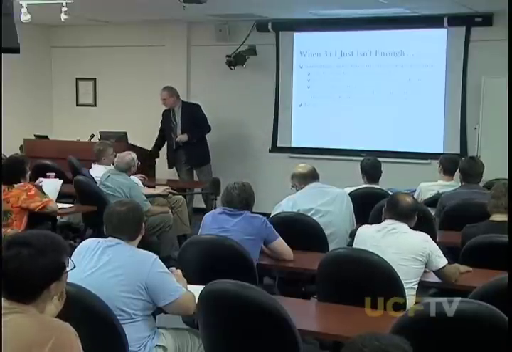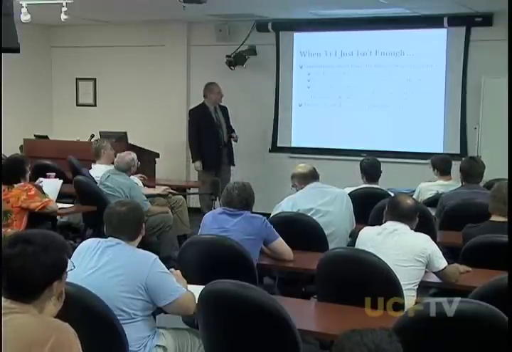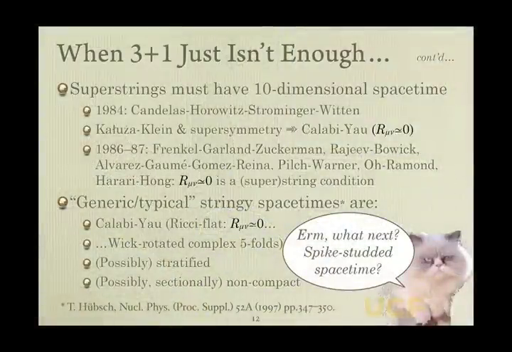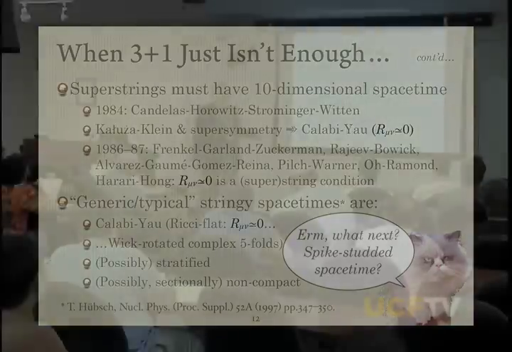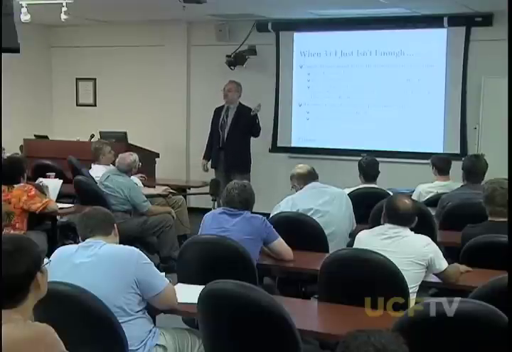So some of us started wondering, well, okay, what might then the generic or the typical space-time in string theory look like? Well, it has to be Ricci flat. It has to have that property. And we could use a trick. We take the time dimension.